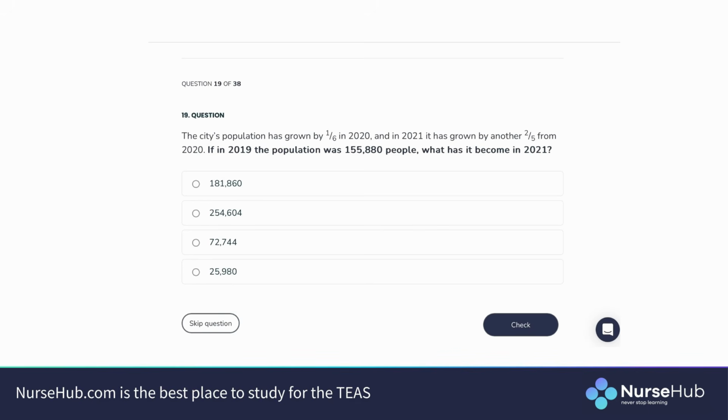The city's population has grown by 1/6 in 2020. And in 2021, it has grown by another 2/5 from 2020. If in 2019, the population was 155,880 people, what has it become in 2021? All right, take a second. Try it out, then we'll come and work it together.